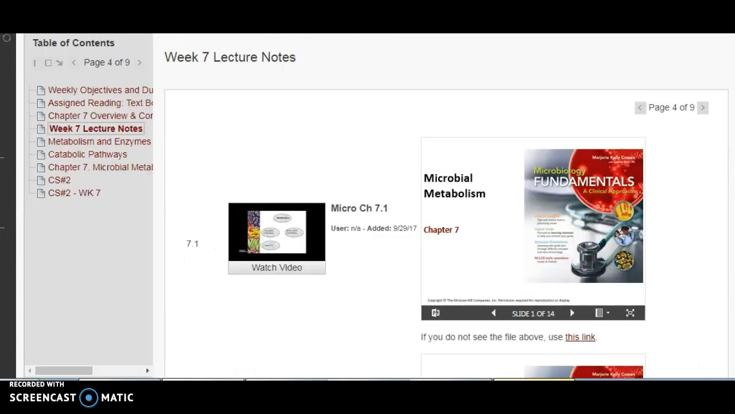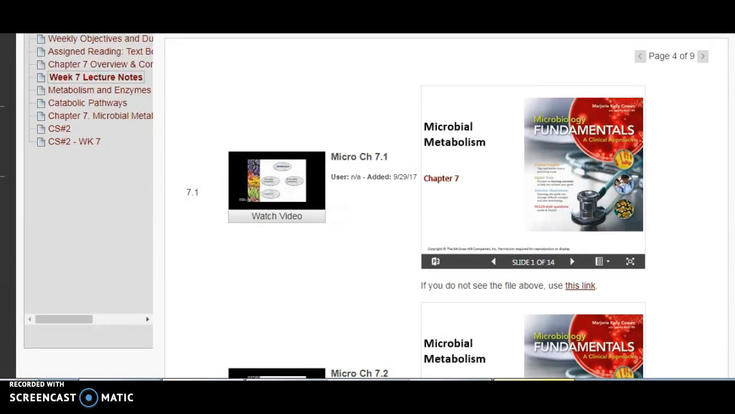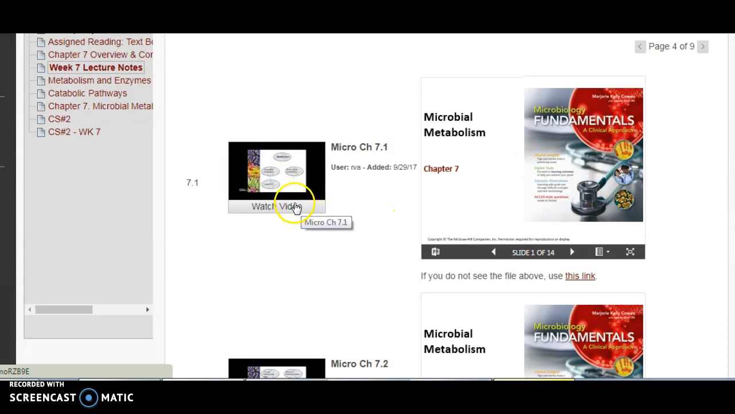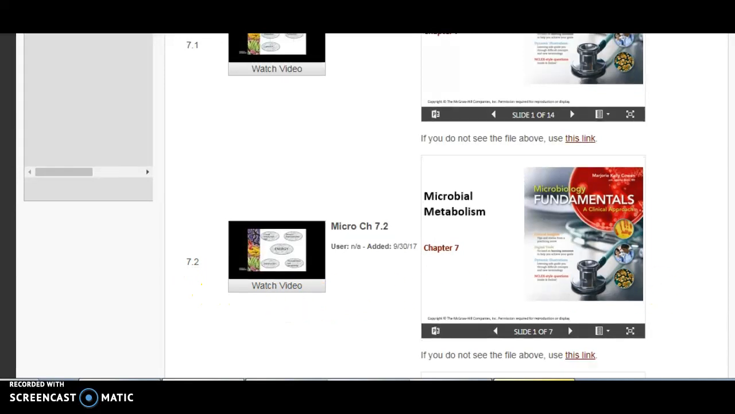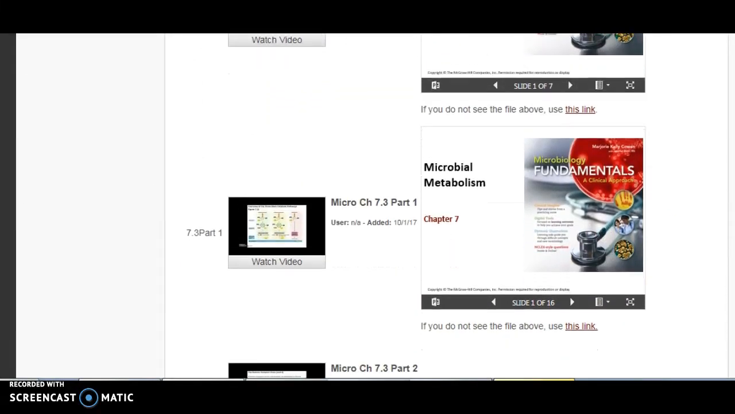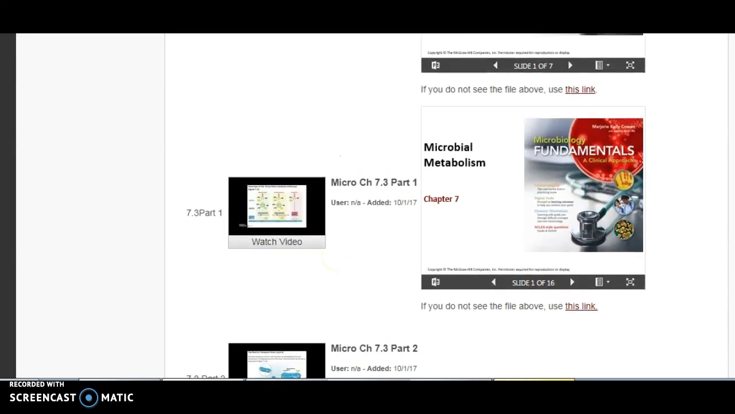All right, then here are your lecture notes. Again split into the different sections, 7.1, you have the video of me talking through the PowerPoint notes that you have here. 7.2, just the part on ATP and energy. And then here you have the actual microbial metabolism, part 1 and part 2, 16 slides here. And this is where it really gets more detailed for a lot of you, or even more difficult, just because of the information being presented.